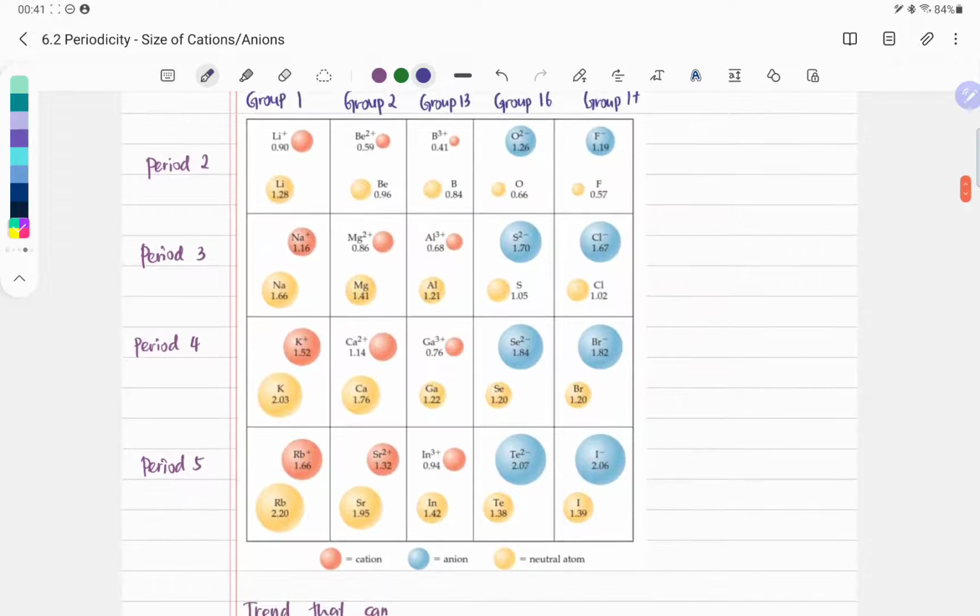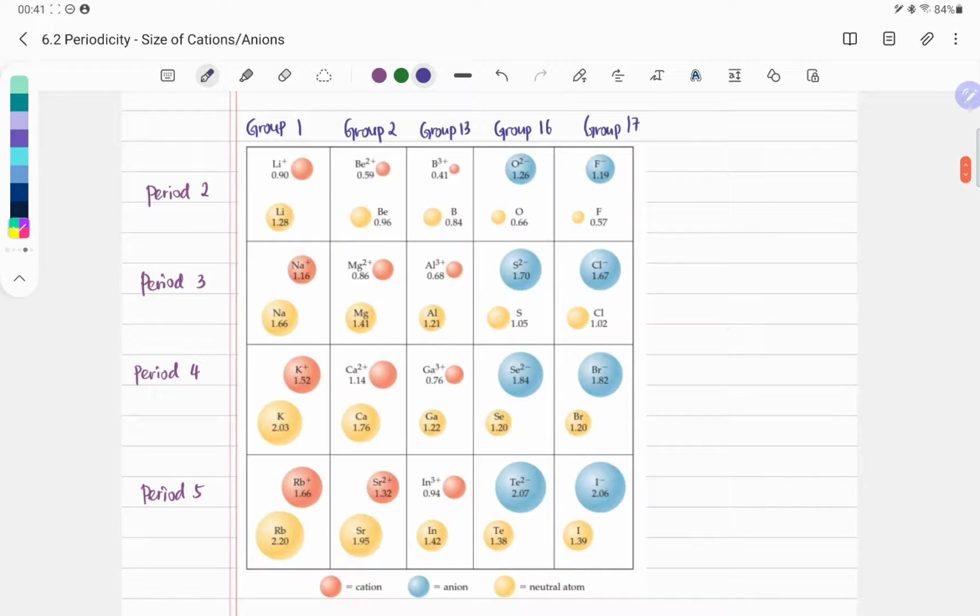So the orange ones are cations, the yellow ones are the neutral atoms, and the blue ones are the anions. So if we look in period 2, the ones yang form cations are atoms of group 1, group 2, and group 13. So kalau kita tengok lithium, size 1.28, we can ignore the unit here because this is just a comparison. Jadi unit dia sama, so we don't have to worry about that. So lithium adalah 1.28, manakala lithium ion adalah 0.9.